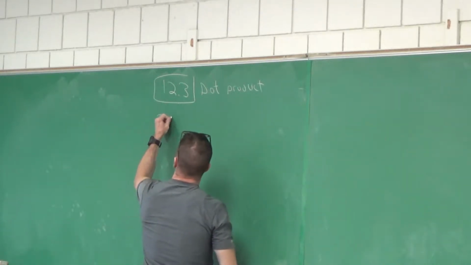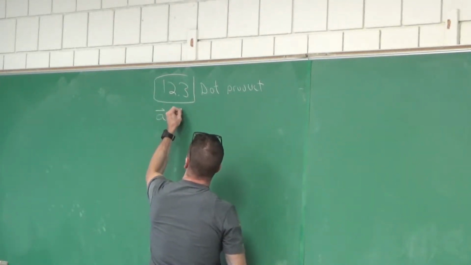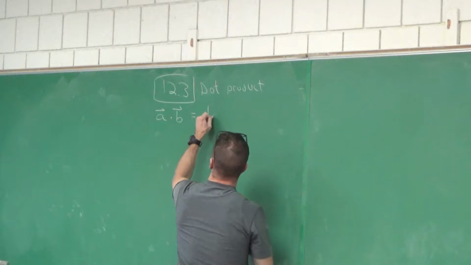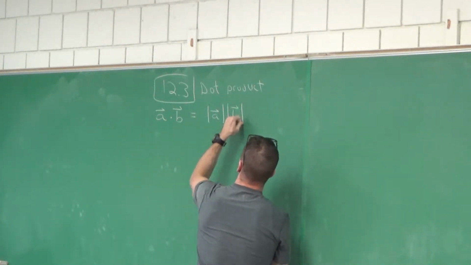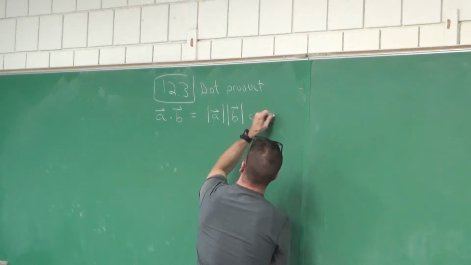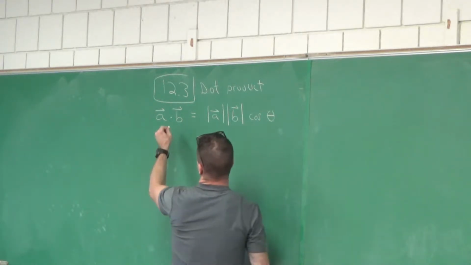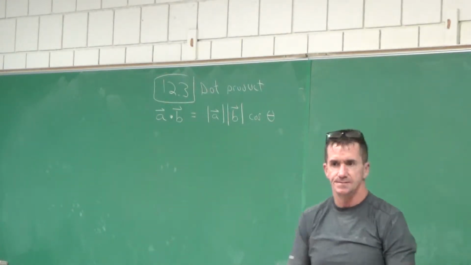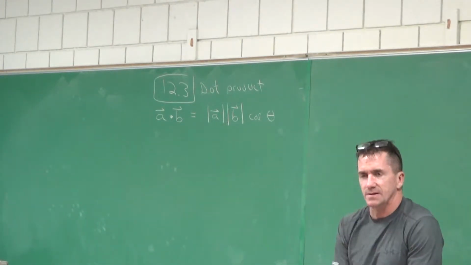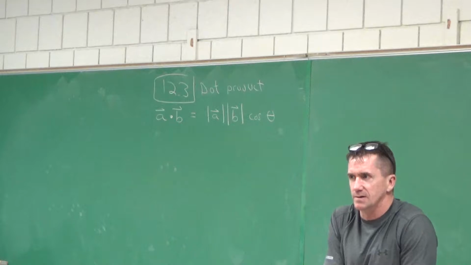A dot B is equal to the magnitude of vector A, the magnitude of vector B, times the cosine of theta. All right, that's a dot for dot product, and the dot product is a scalar. We don't have to write the formula down for computing a dot product, right?